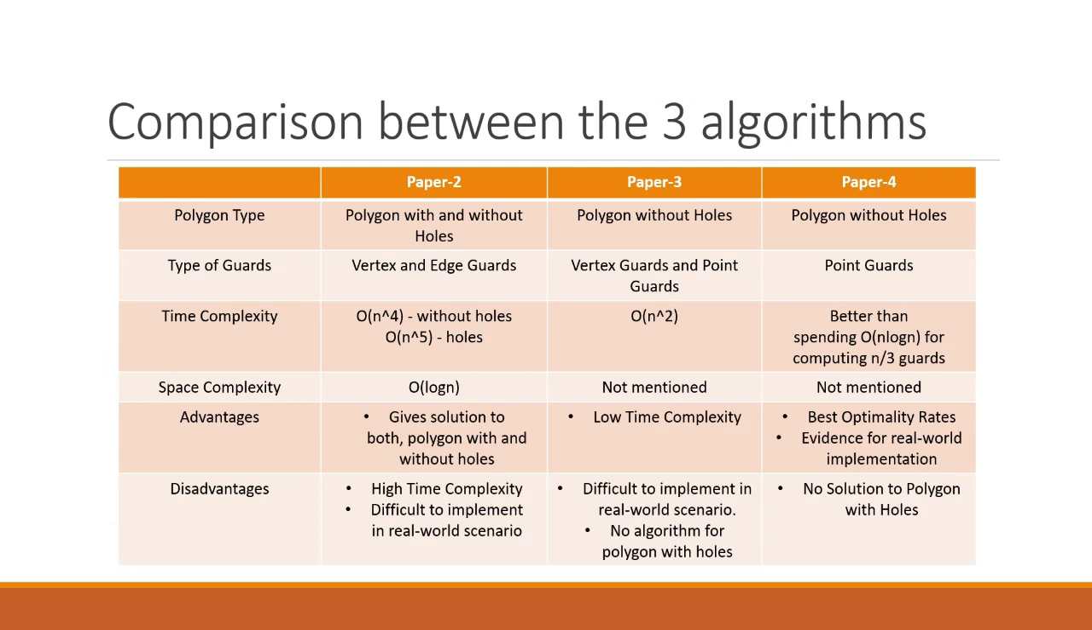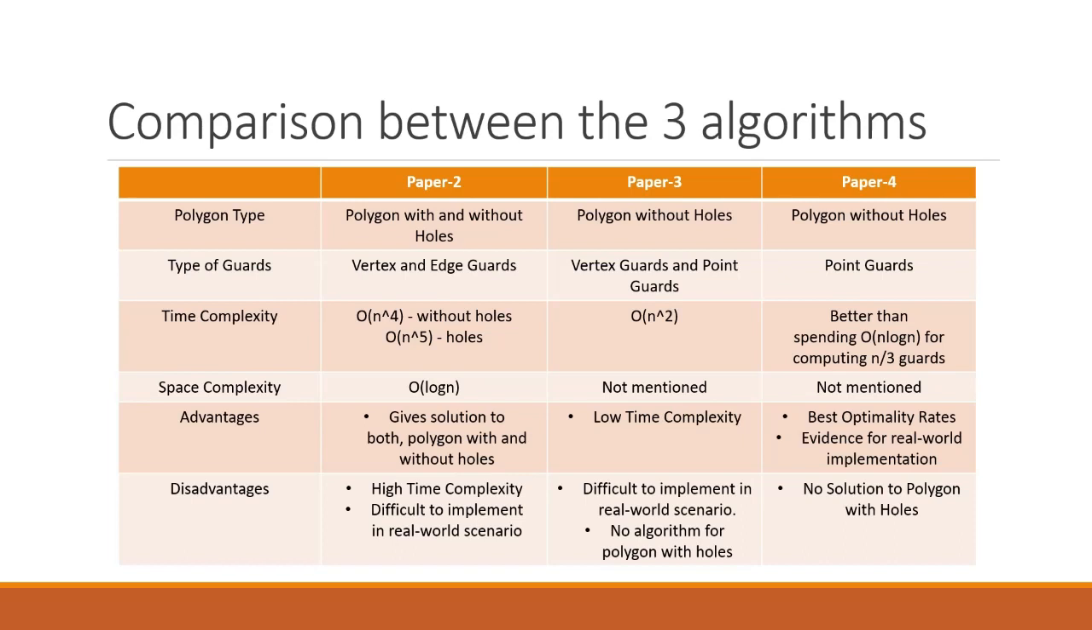Now let's compare the three algorithms mentioned earlier. So paper 2 was basically the approximation algorithm for art gallery problems in polygons. Paper 3 was the approximability of guarding weak visibility polygons, and paper 4 is the quest for optimal solutions for the art gallery problem, a practical iterative algorithm. So the polygon type for paper 2 was polygon with and without holes. For paper 3 it was polygon without holes, and for paper 4 also it was polygon without holes.